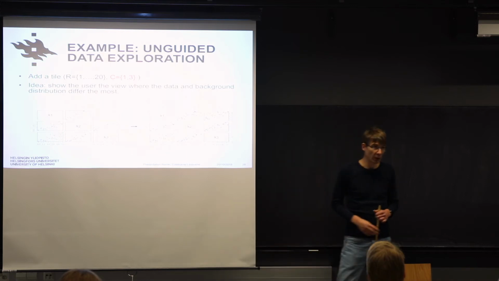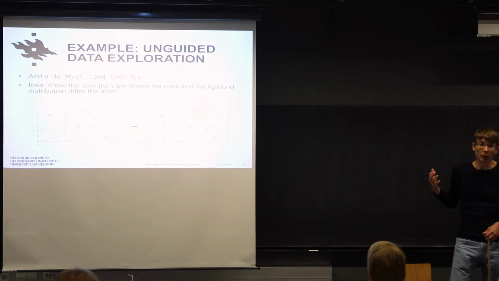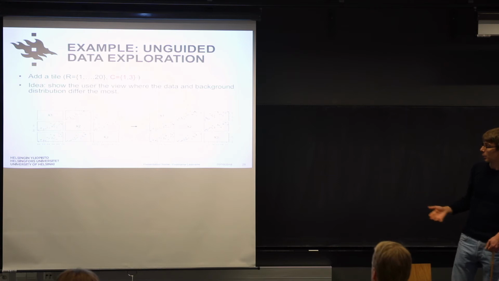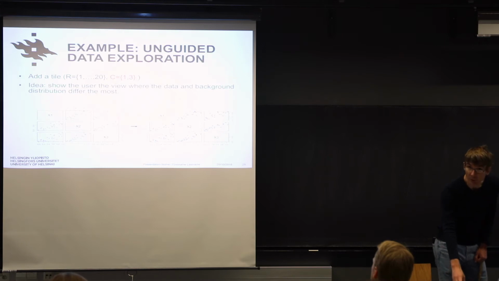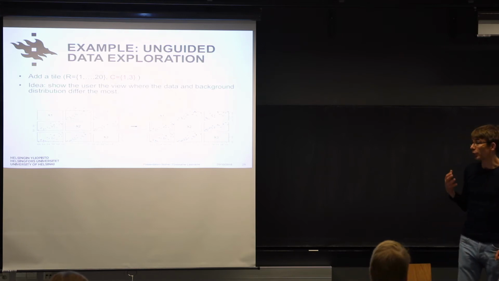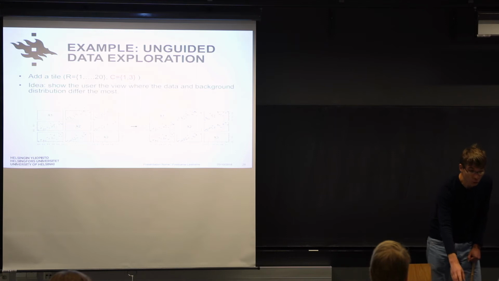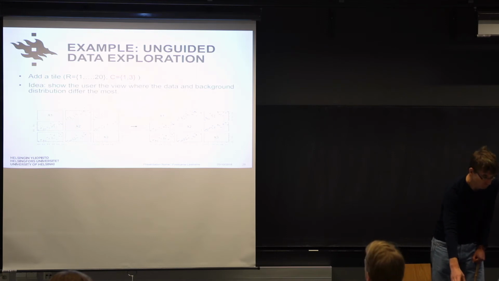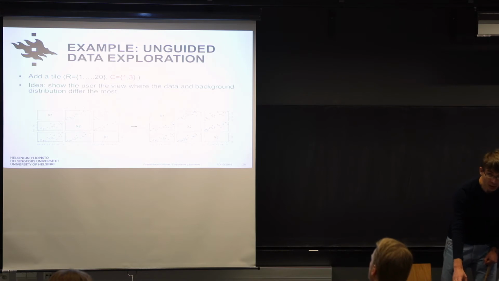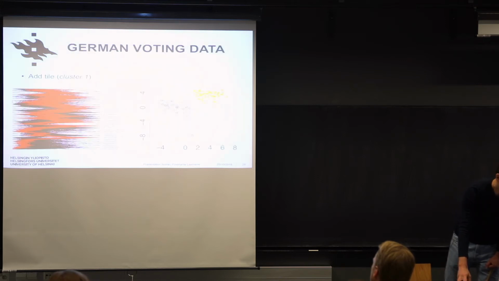So this was the simplest example of how this unguided exploration works: you show the user views in which the background information, or this randomized model, differs most from the actual data. Of course, in practice you use somewhat more advanced projections and so on, but this is the basic idea.